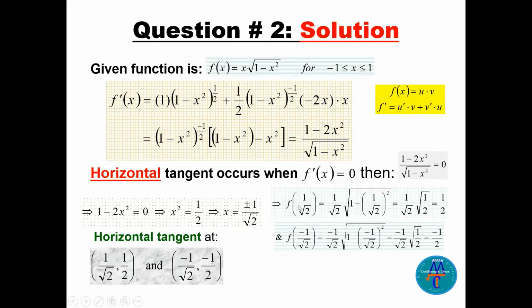So this is the x value, this is the y value. See, that's the first point here. At this point, we have a horizontal tangent.